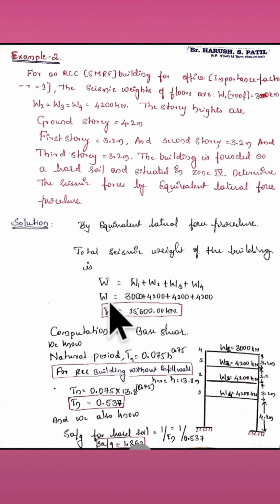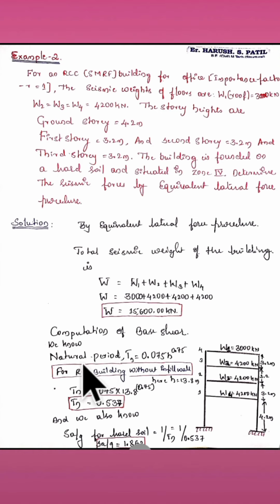Here, capital W is equal to W1 plus W2 plus W3 plus W4. W1 is 3000 and W2, W3, W4 are 4200. Just add them, and you get capital W, the total seismic weight of the building, which equals 15,600 kilonewton. Next comes computation of base shear. Before computing the base shear, we want the Sa/g value, and to calculate Sa/g we want the time period.